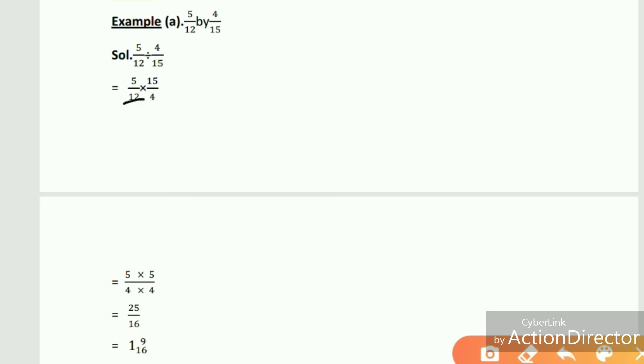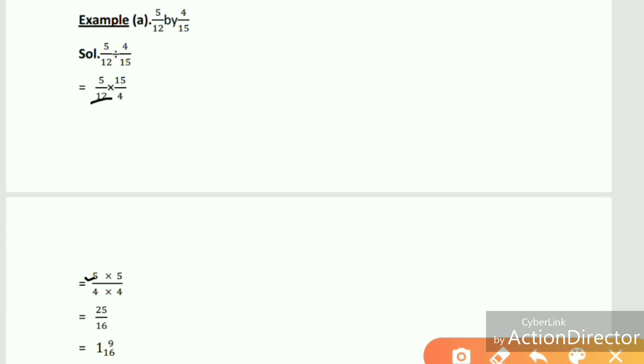3 4s are 12 and 3 5s are 15. So now we multiply 5 into 5. 5 5s are 25 and 4 4s are 16. And this is an improper fraction, so we divide 25 by 16 and we get the mixed fraction 1 whole 9 upon 16. 16 ones are 16 plus 9, 25 upon 16.